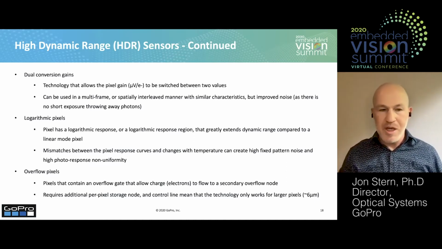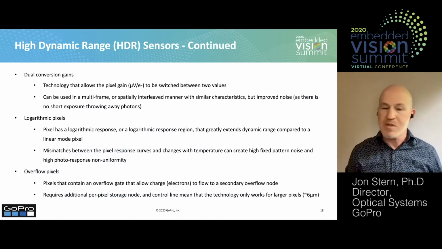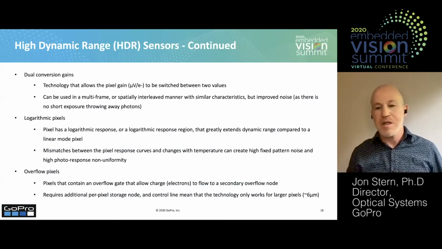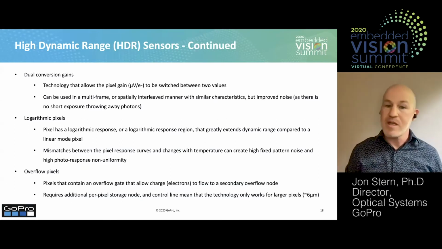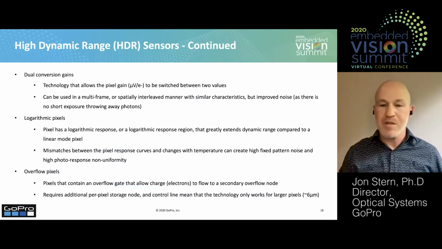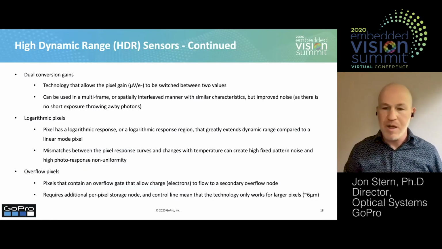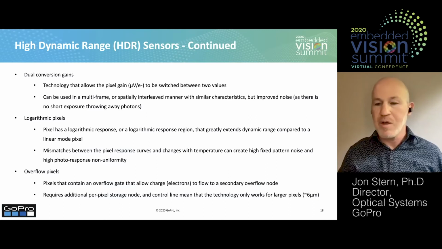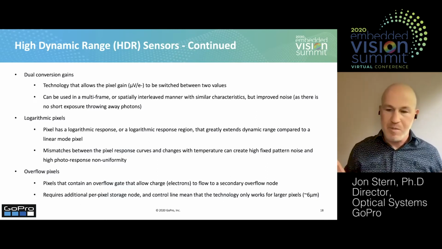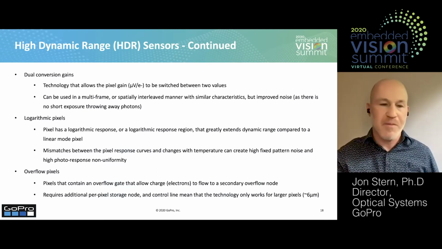A newer technology is overflow pixels. These are pixels that contain an overflow gate that can allow charge electrons to flow to a secondary storage node. The downside of this technology is it requires an additional storage node per pixel and an additional control line. And so this means that this technology only works today for larger pixels, around 6 microns or larger.